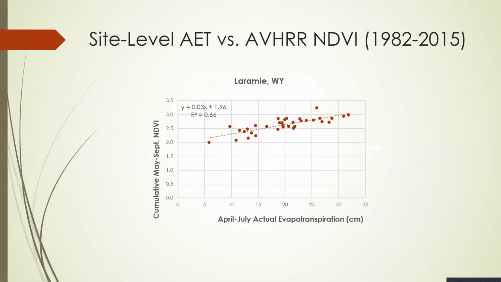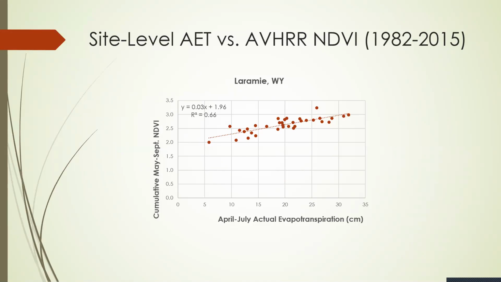We also, because we were working at this large scale, wanted to show, as you would expect, that since NDVI is correlated to NPP, we should see a strong correlation of actual evapotranspiration to NDVI. So this figure gives the correlation for Laramie County in Wyoming, just north of us here in Colorado, of actual evaporation to the NDVI. This is the AVHRR data. So we can see again, we get a good correlation.